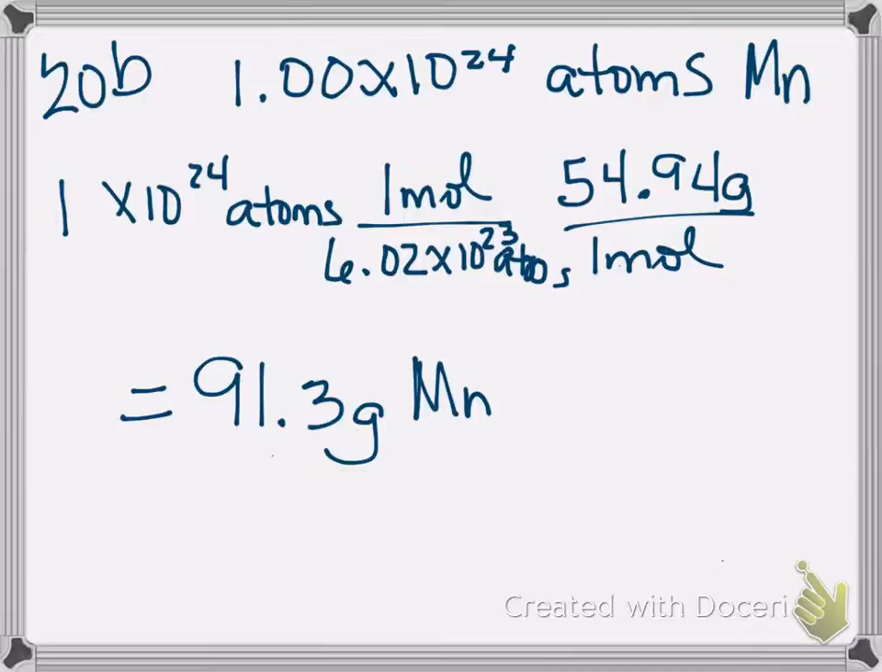All right, 20b. We're given 1 times 10 to the 24th atoms of manganese. Okay, 1 times 10 to the 24th atoms. 1 mole has 6.02 times 10 to the 23rd. We cross out atoms. 1 mole of manganese weighs 54.94 grams, so we can cross out moles. And then here we're left with just grams. Here we go. Here all you're going to need to do is divide, and you end up with 91.3 grams of manganese. That's 20b.